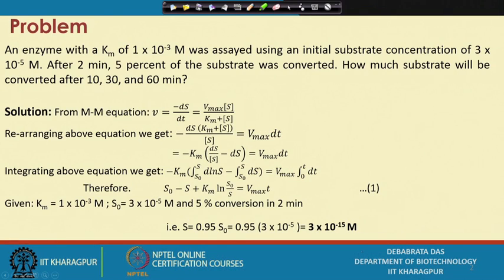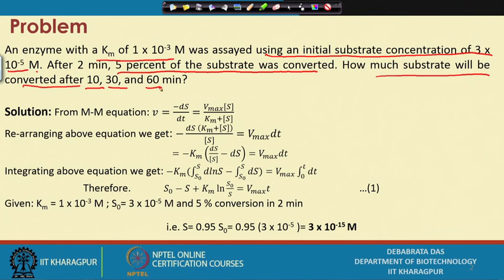The first problem that I am going to discuss is this: an enzyme with Km 1 into 10 to the power minus 3 moles was assayed using an initial substrate concentration of 3 into 10 to the power minus 5 moles substrate. After 2 minutes, 5% of the substrate was converted. How much substrate will be converted after 10 minutes, 30 minutes and 60 minutes?